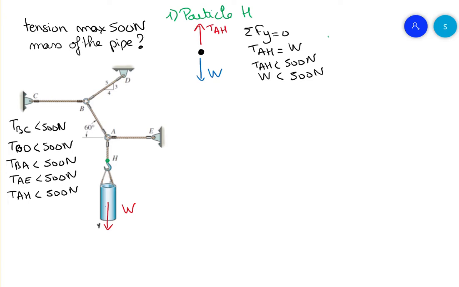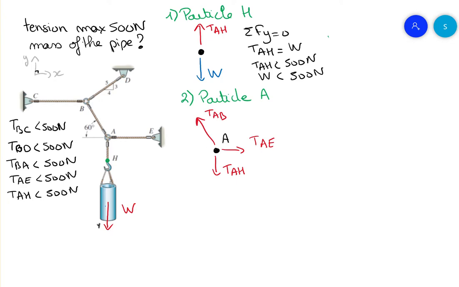If we look now at the particle A, we will go slowly, one free body diagram at a time. Particle A. So we look at the particle A. We use the same axis, X and Y. And we have the particle A. We have TAH going down, TAE going to the right, and TAB going up. So we write the particle A there. And we have 60 degrees from this axis.